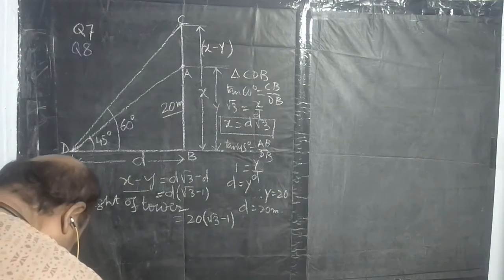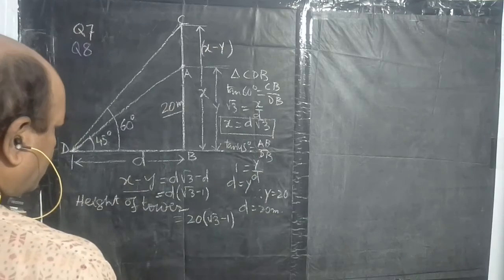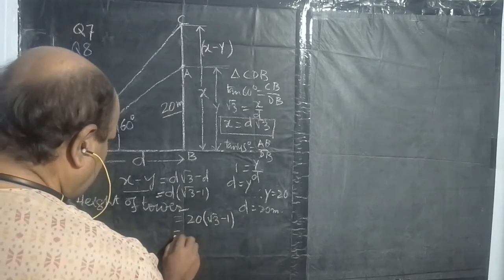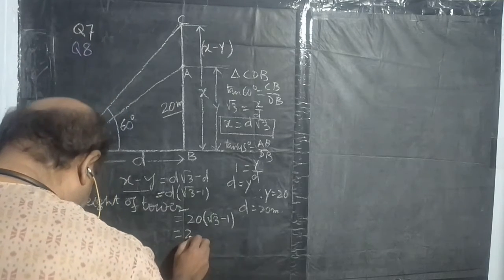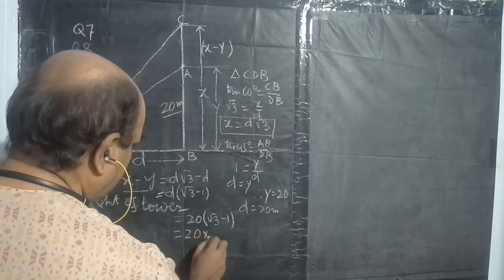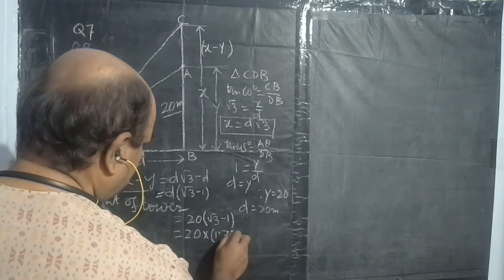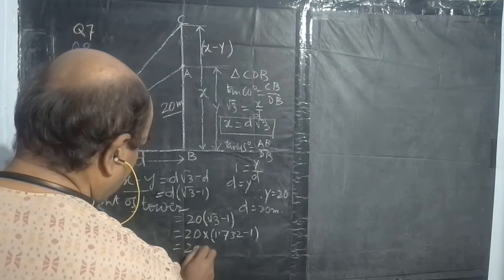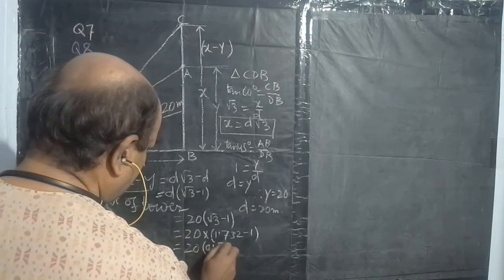Now, root 3 minus 1 means 20 into root 3 is 1.732 minus 1, which means 20 into 0.732.